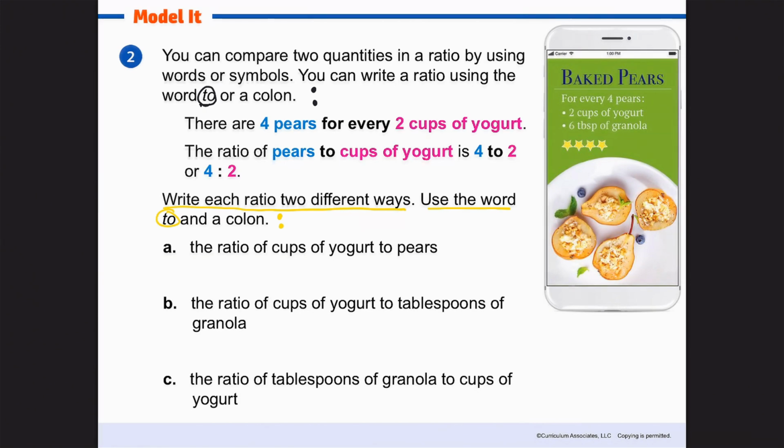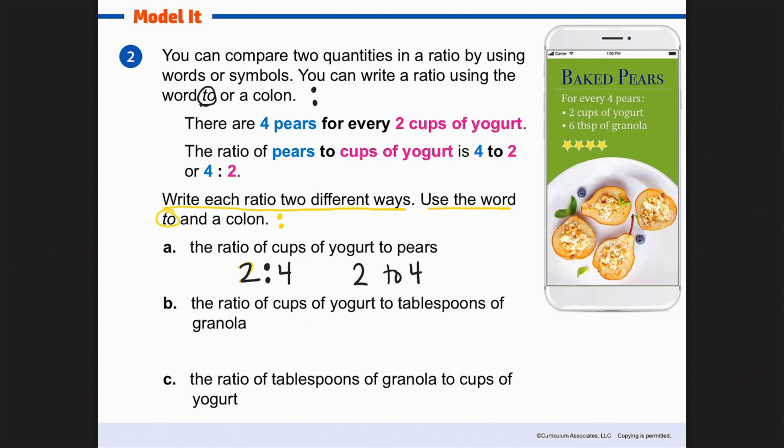I'm going to look here and it says the ratio of cups of yogurt to pears. So cups of yogurt to pears. It's really important in which way we order the ratio. It's asking us to put yogurt first. So we're going to put 2 to 4, and 2 to 4, because we're comparing yogurt to pears.